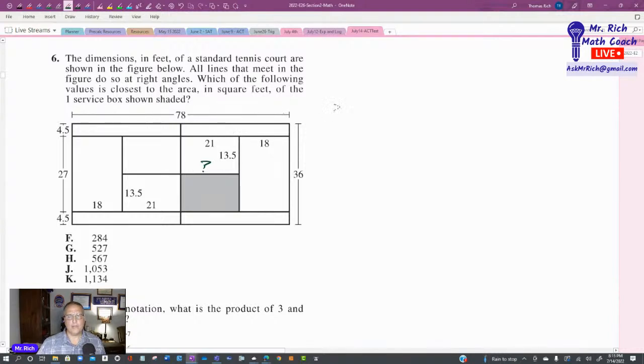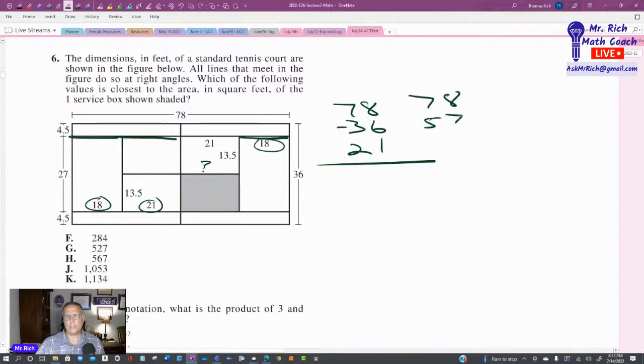Well, I'm going to take my 78, that is this whole distance, and I need to subtract off that segment and that segment and that segment. So that looks like 18, 21, and 18. So I'm going to take away 18 and 18 is 36, and 21, that's 57. So 78 minus 57 looks to be 21. So it looks like this. Oh my gosh, did I need to do that? I didn't even need to do that. I just wasted time. 21 is right there.